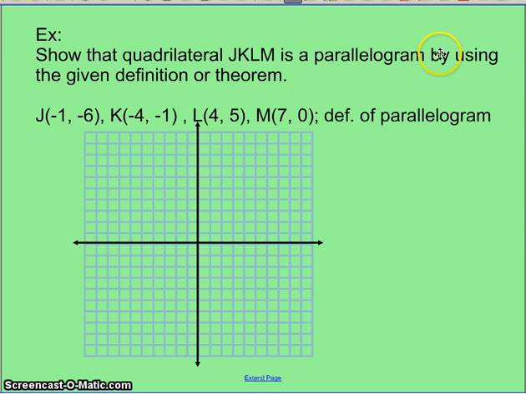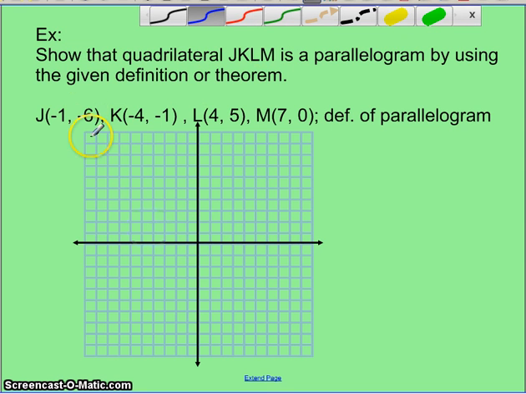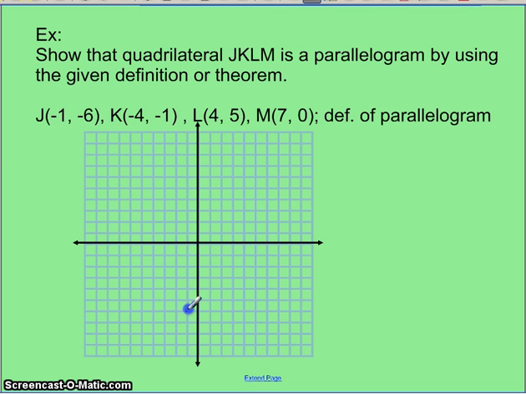JKLM is a parallelogram by using the given definition or theorem. It says definition of parallelogram here. Let's go ahead and plot these real quick. I've got -1, -6, 1, 2, 3, 4, 5, and 6 right down here. That is J. Then I've got -4, 1, 2, 3, 4, -1 right here. That is K.